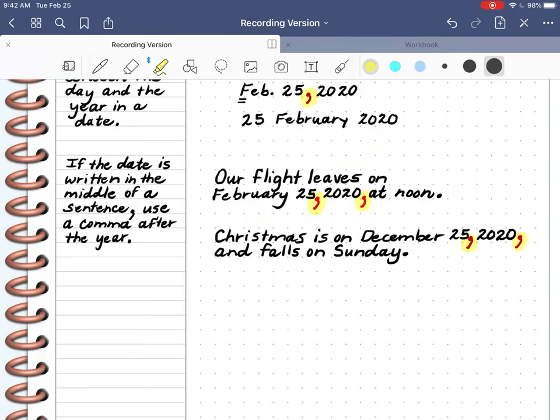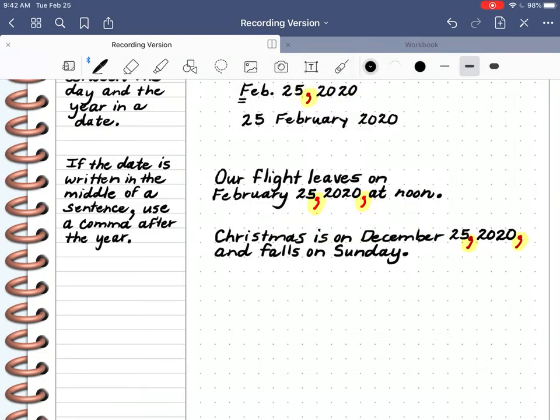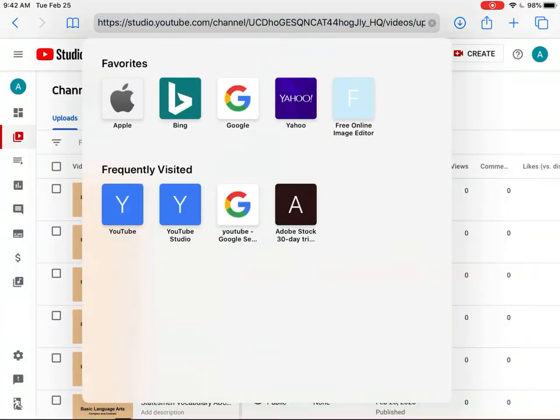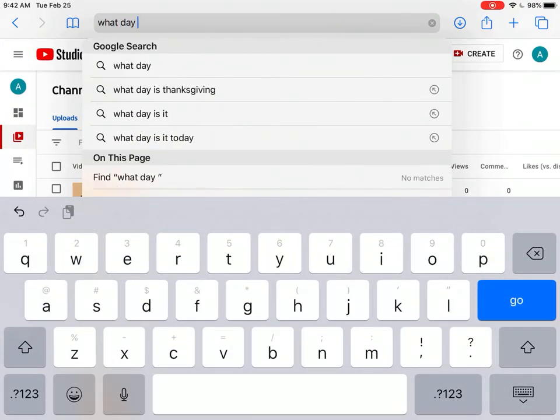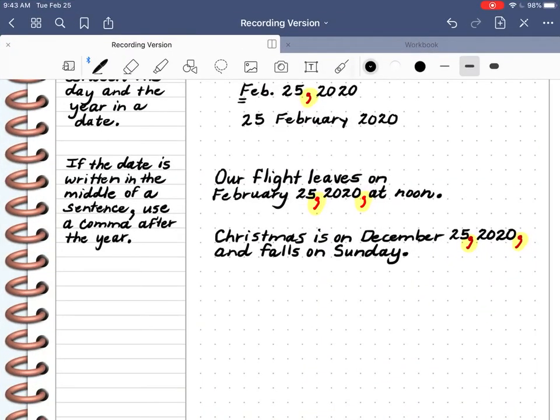And I actually thought of another rule that I can show you. Let's look up the date for Christmas this year. So you go to the internet. I want to know the question, what day is Christmas? And I'm not worrying about capital letters. I'm not writing 2020. And it's actually a Friday. So let me show you another comma rule. Christmas is on December 25th, 2020 and falls on Sunday.